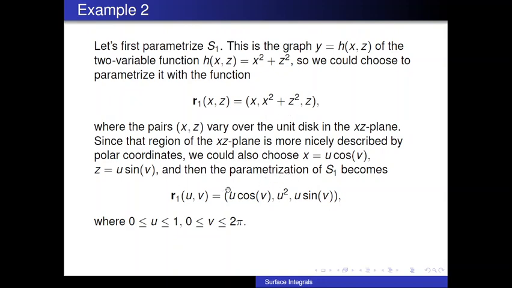Right? So this is very similar to that example with the cone that we saw earlier. And then it would be easier to do your integral maybe at the end, because u varies between 0 and 1, and v varies between 0 and 2 pi. So you might like to do it that way.